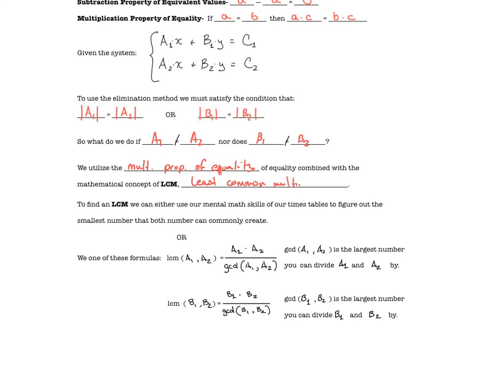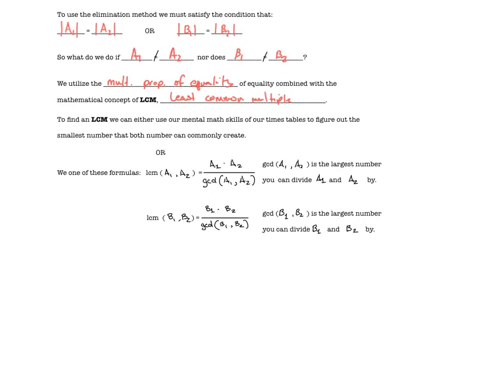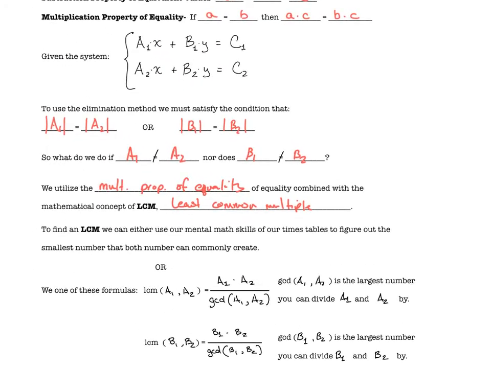All right, and here's the deal. You can either do this with mental math, so if you've got good mental math skills, you're just trying to figure out what is the smallest number that both of these things can create. Or if you're not good with mental math and you need a formula, you're just going to multiply the two together, and then you're going to divide by the number that goes into both of them. Most people are relatively better at figuring out what number goes into something than they are at trying to find a least common multiple. So let's put this into practice. That's the first page. Let's put all these ideas into practice.